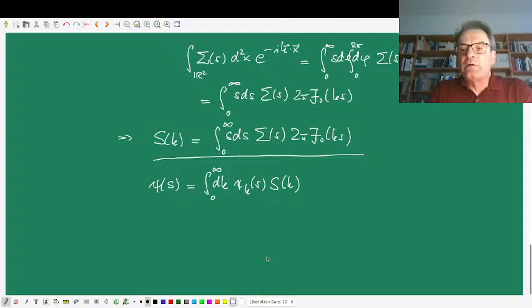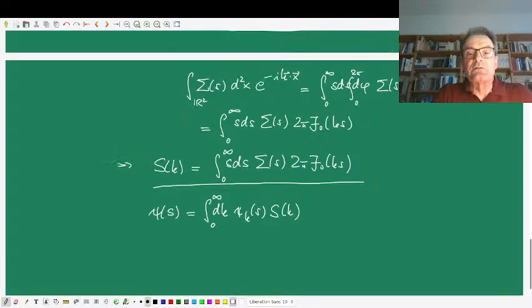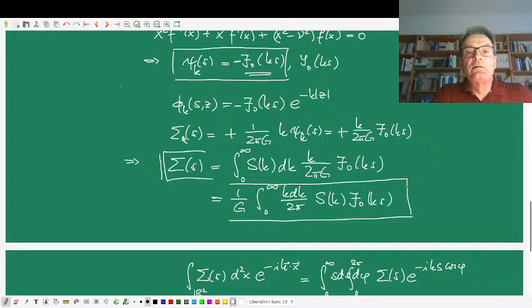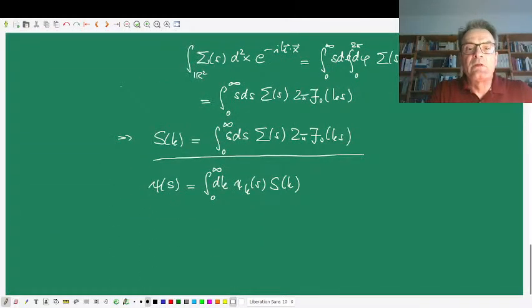Let me have a brief look here. All right, and now I can use the result that I had for S of k here. It's the inverse Fourier transform of sigma, and the psi k of s are related to the Bessel modes. So I'm going to use now, first of all, this expression here for the psi k of s. And I should directly aim at the complete potential here.